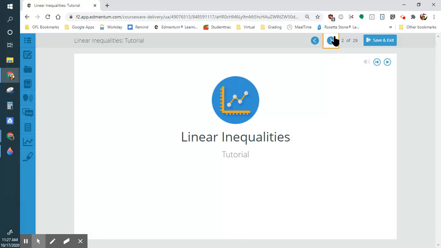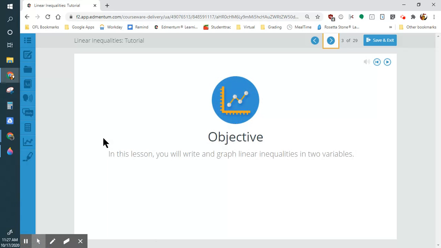All right, so linear inequalities. Our objective for this is to write and graph linear inequalities with two variables. Before, we were doing one variable. For example, x is less than 2 would look like this.